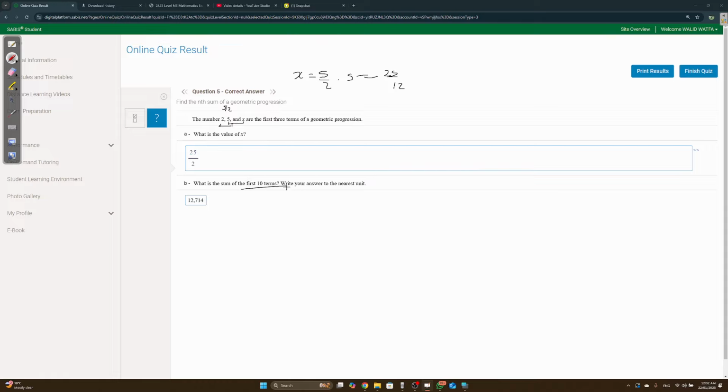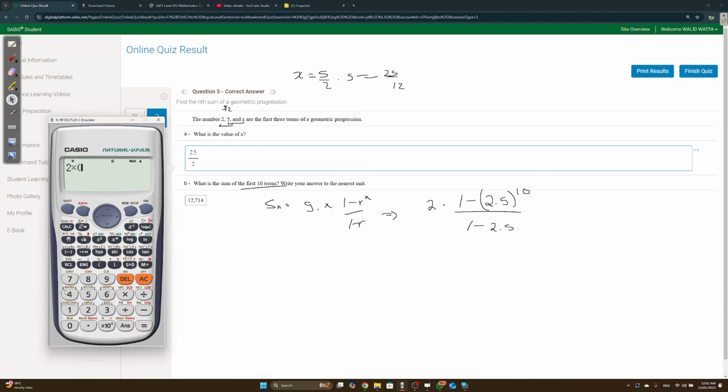What's the sum of the first 10 terms? Sn is equal to G1 times 1 minus r to the power of n over 1 minus r. So G1 is 2, times 1 minus r to the power of n, so 1 minus 5 over 2, you could say 2.5, to the power of n, which is 10, over 1 minus r. Do it on your calculator: 2 times fraction 1 minus 2.5 to the power of 10 over 1 minus 2.5. You get 12,714 to the nearest unit.